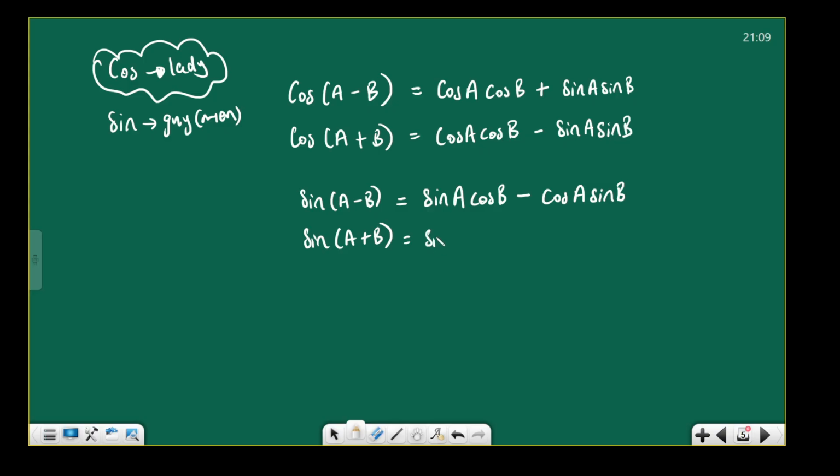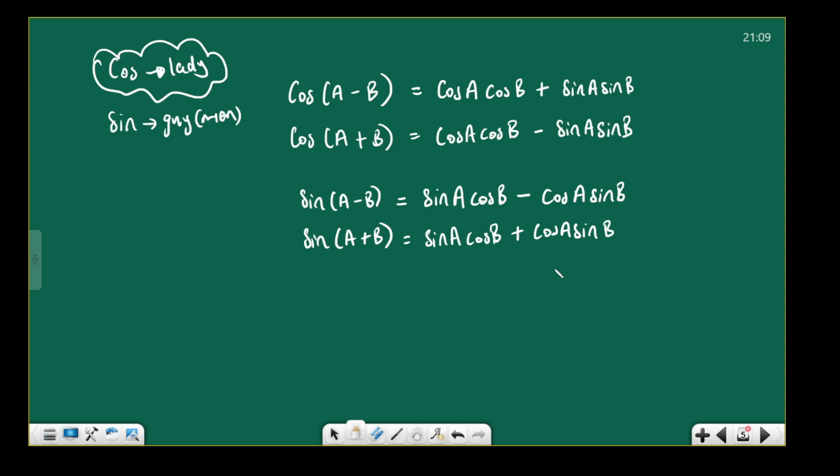Go into a taxi, I'll probably sit next to the lady, and we don't change the mood, so it will still be plus. And then we embrace sharing, that's why cos would start with that A, and then sine will take the B. So these are the formulas for compound angles, guys.